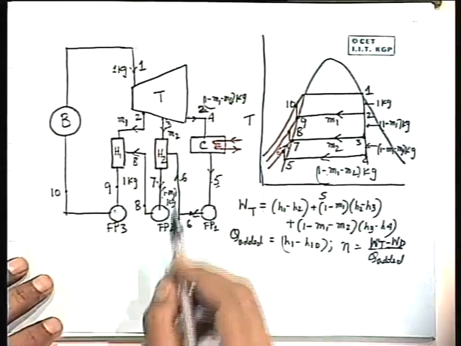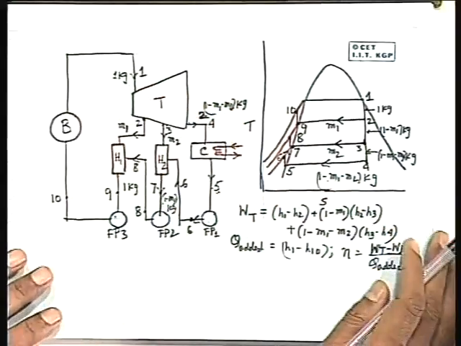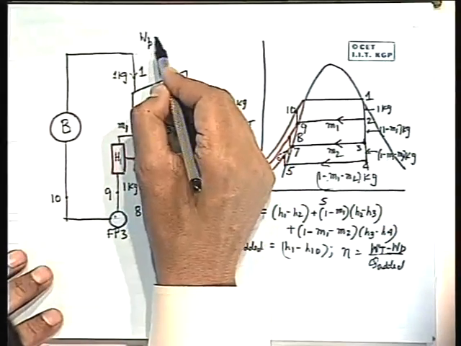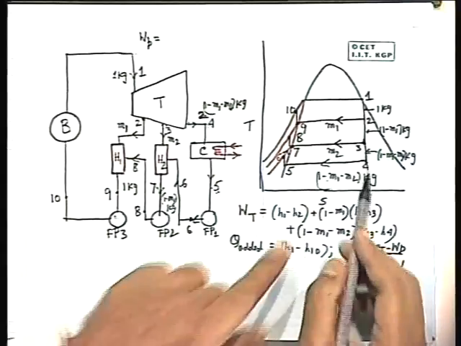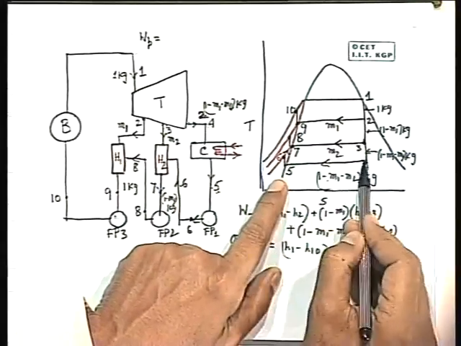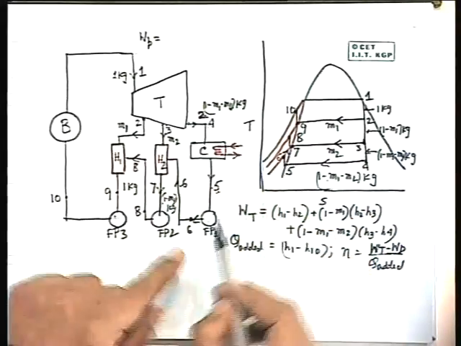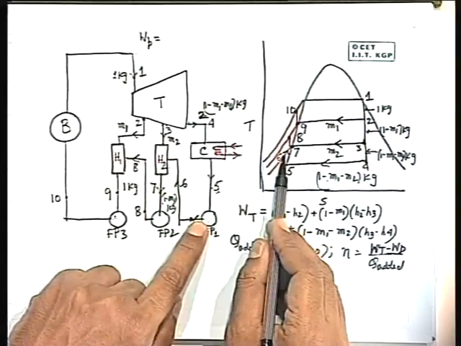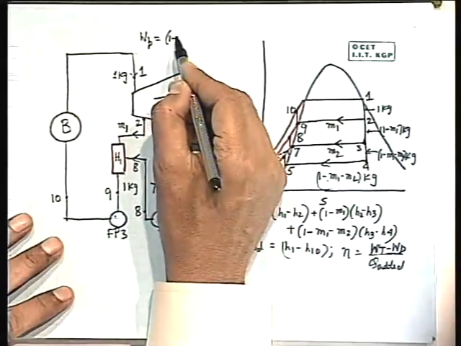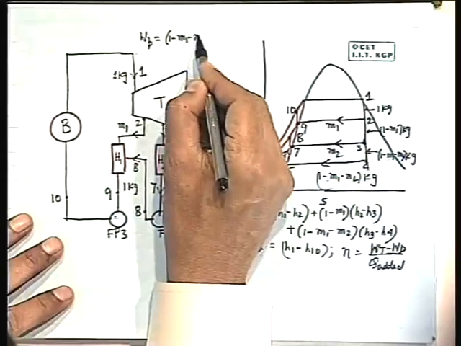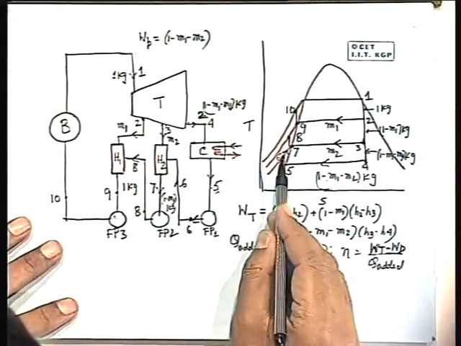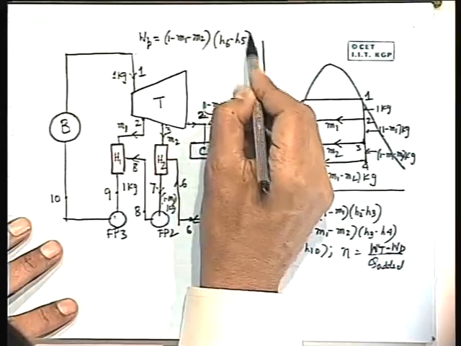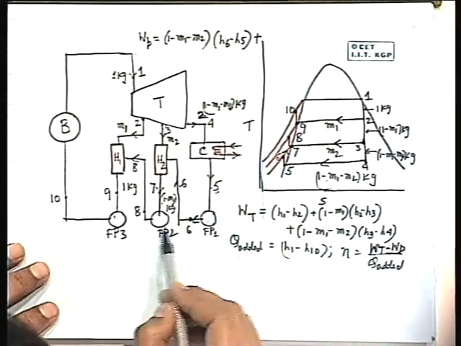So what are the WPs? Let us write here. The space is so short, that is the problem. WP, please tell me what are the WPs. Now see, here the amount is 1 minus M1 minus M2. So this pump handles 1 minus M1 minus M2. Therefore it is 1 minus M1 minus M2 into H6 minus H5. Very simple. Just slowly you have to follow. Plus this pump handles what?